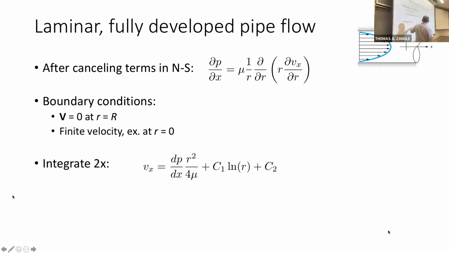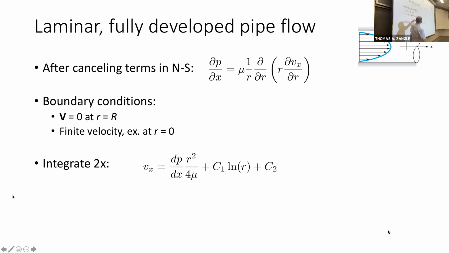Okay. So we integrate twice, and we're going to end up with this expression. Vx is dp dx, corrected that here, R squared over 4 mu plus C1 natural log of R plus C2. And now we're going to impose our boundary conditions to find C1 and C2, right?